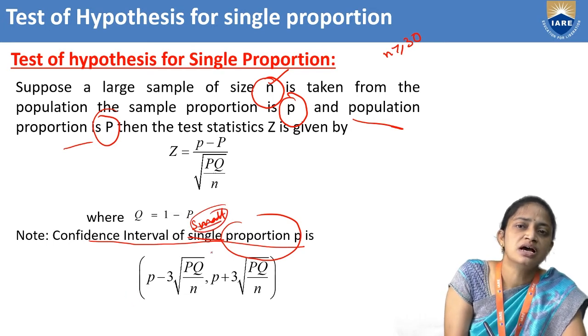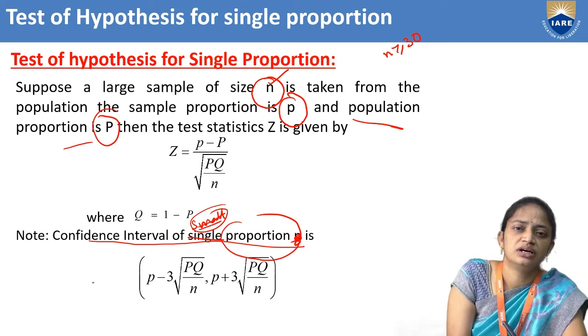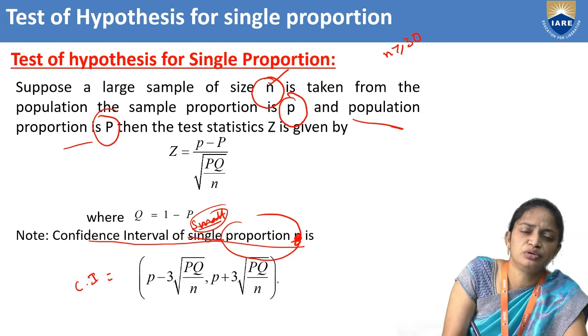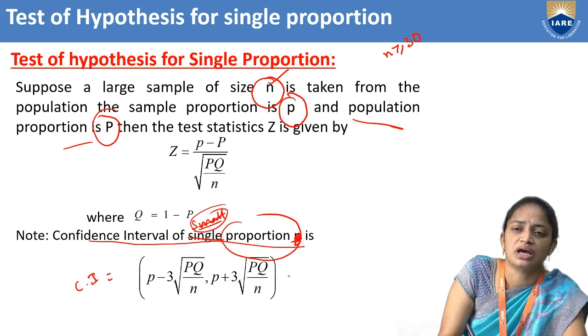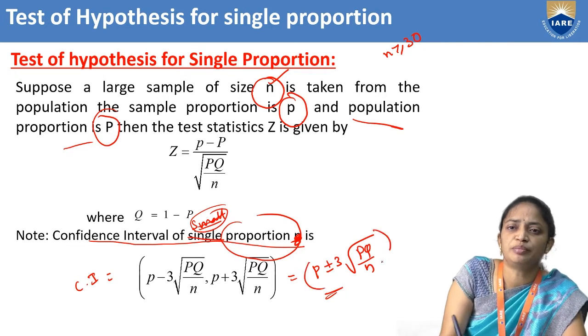Confidence interval for single proportion is small p minus 3 into under root of pq by n, comma, small p plus 3 into under root of pq by n. Or we can write like this also, small p plus or minus 3 into under root of pq by n. So this is also the confidence interval for single proportion.